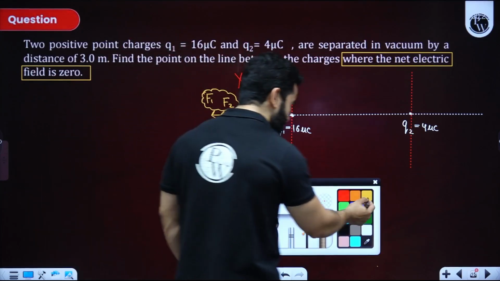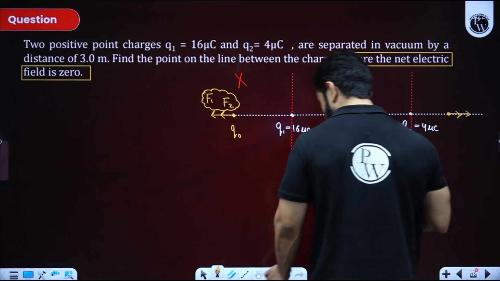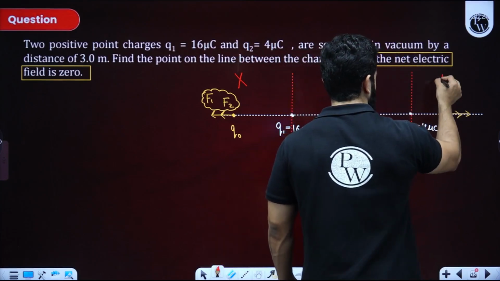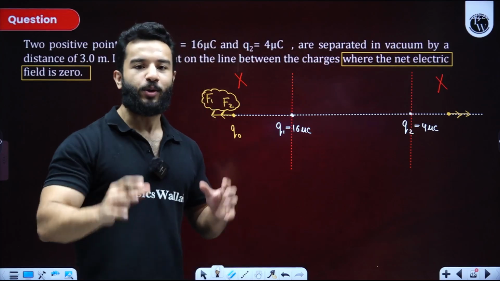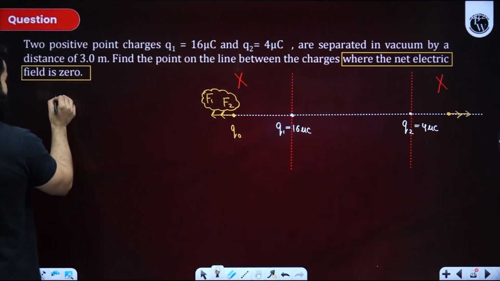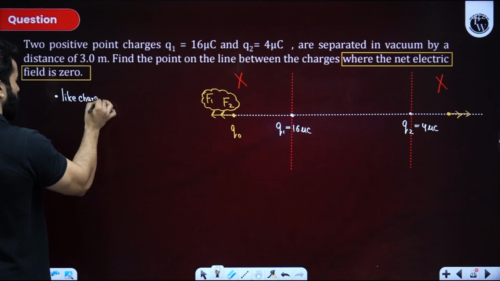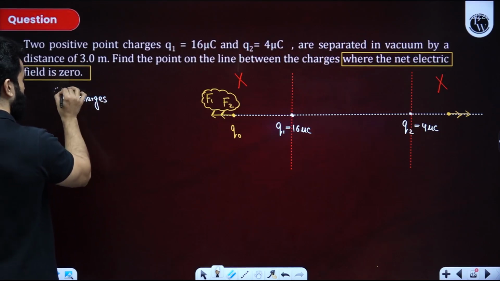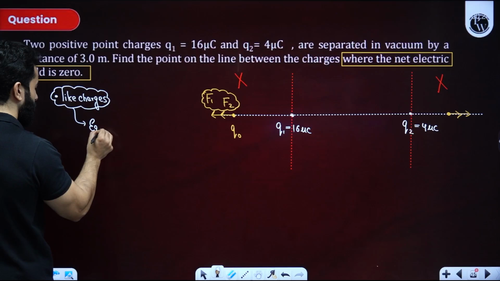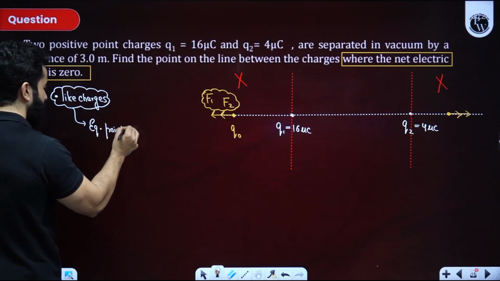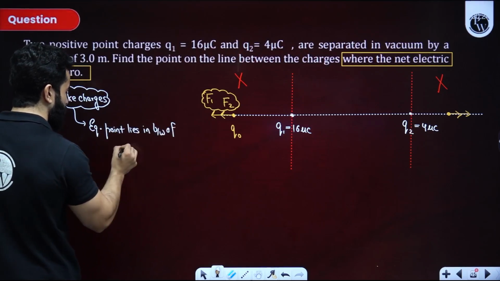Similarly, is there any possibility that somewhere over here the net force will become 0? Absolutely not. That means this question will serve as a concept for you. This means that if you have like charges, always remember that the neutral point or equilibrium point lies in between the charges.